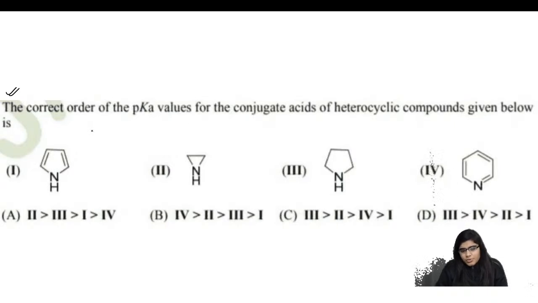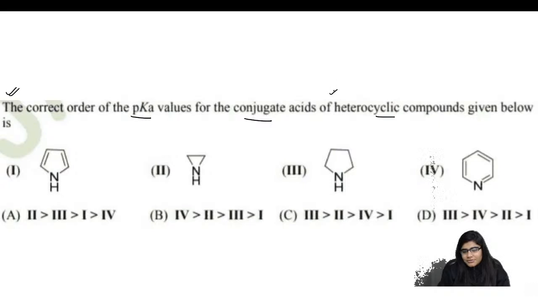I'm going to read the question twice before giving the correct answer. Make this habit, in the exam also, before selecting your answer you have to read the question twice. So the question says the correct order of the pKa values for the conjugate acids of heterocyclic compounds given below. Before that we should have some knowledge of the terms they are using. They are using pKa, they are using conjugate acid, then they are using heterocyclic compounds. So let's understand these three terms first.